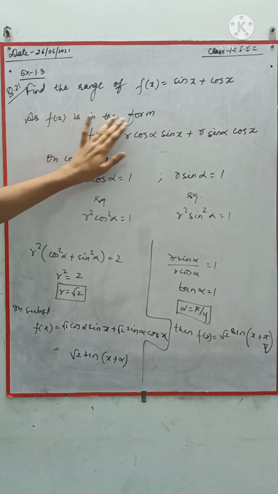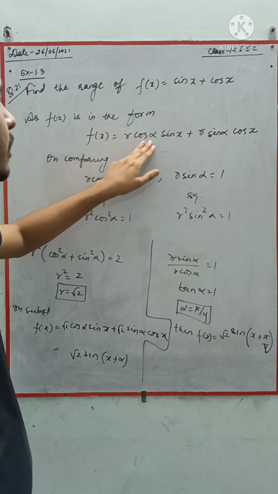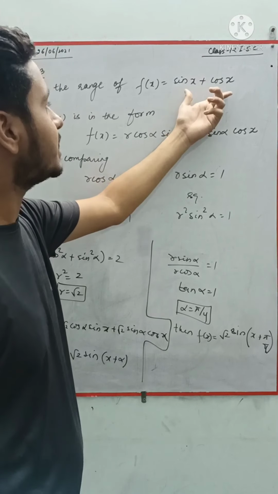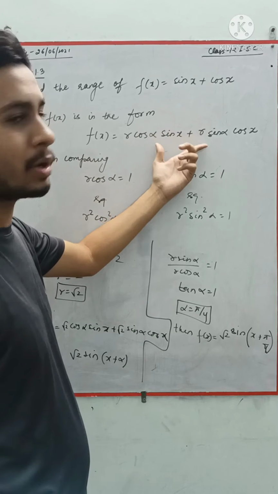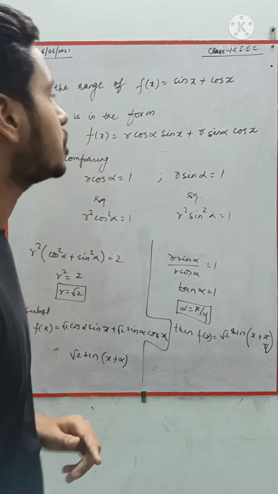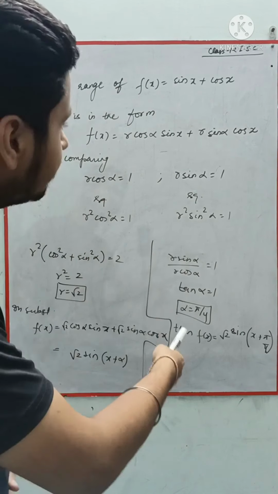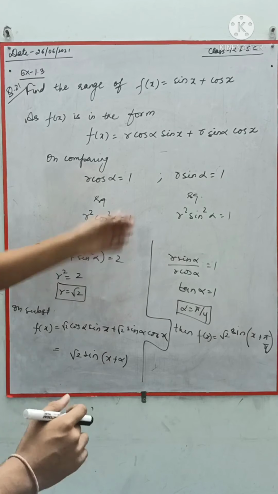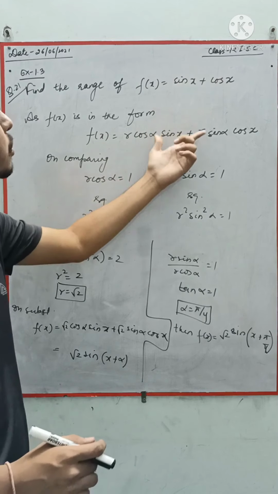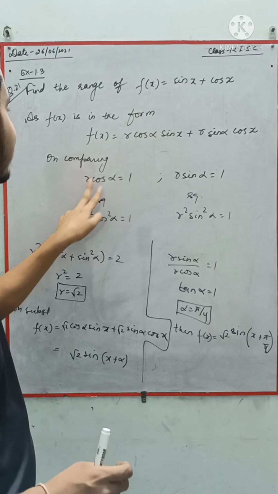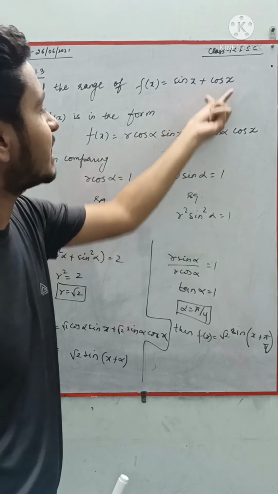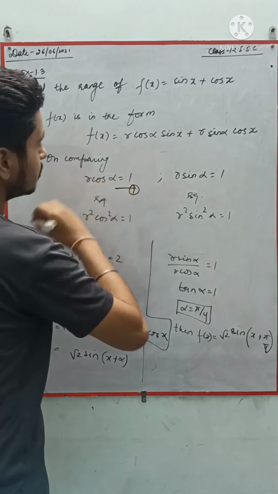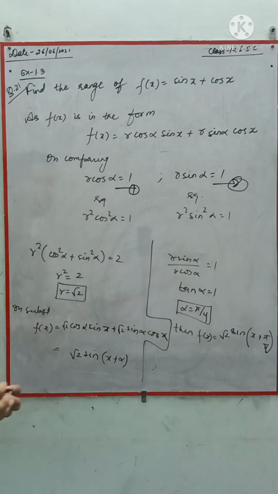As f(x) is in the form f(x) is equal to r cos alpha sin x plus r sin alpha cos x, you can see that this function is of this model. There is a particular processing for doing this question. If you can remember it, you can do any question with this. So if we compare these two, can we say r cos alpha is equal to 1 and here r sin alpha is equal to 1? Let us consider this to be the first equation and this to be the second equation.